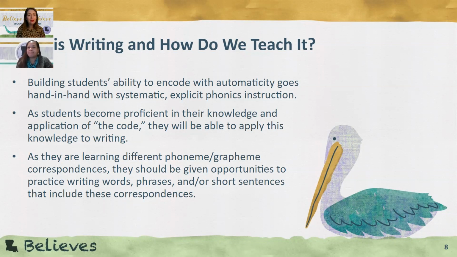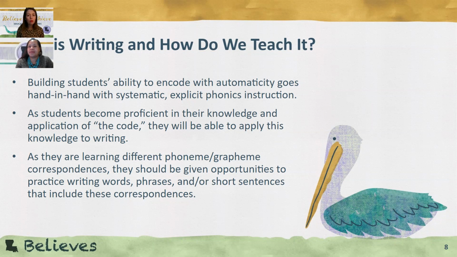Now, when it comes to building students' ability to encode with automaticity, we have to understand that that goes hand in hand with our systematic explicit phonics instruction. So this is not separate. You don't need a separate encoding time for your students, a separate writing block where you're teaching them to encode, right? This is going to happen through high quality, systematic explicit phonics instruction. As students become proficient in their knowledge and application of the code, they're going to be able to apply this knowledge to writing.